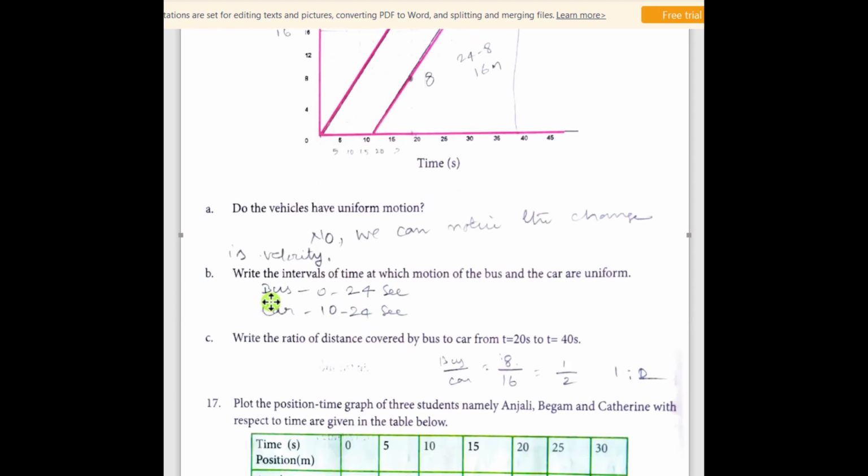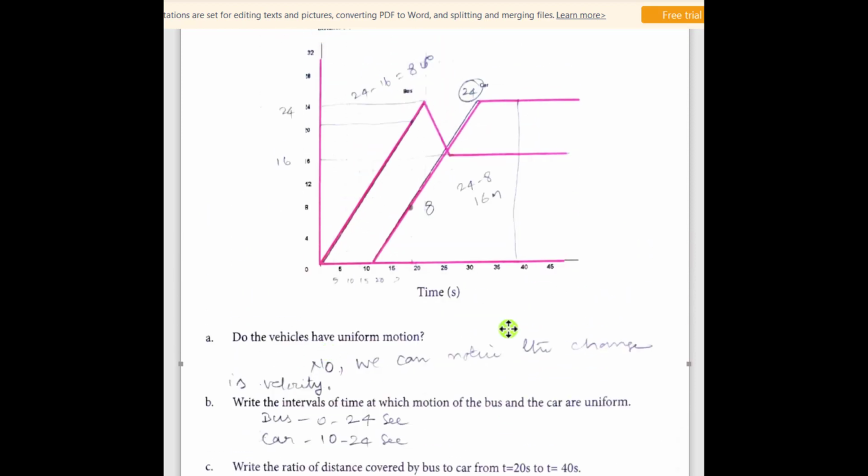Okay, then write the intervals of time at which motion of the bus and the car are uniform. You have to notice the interval of time uniform motion. We know that the straight line gives you the uniform motion. Okay, from this point up to this point. What is this point corresponding to the distance? It is 24. Okay, then this will also comes under 24. Look at the graph keenly, then you can catch the answer. From 0 to 24 second.